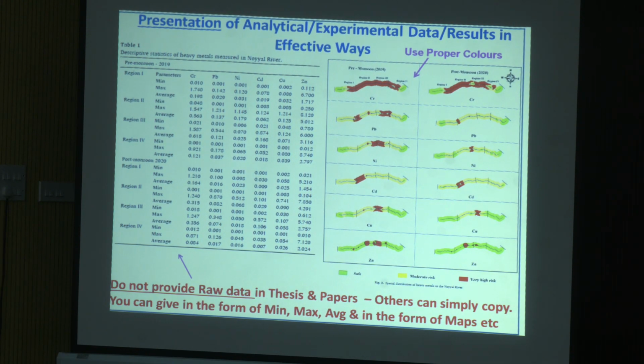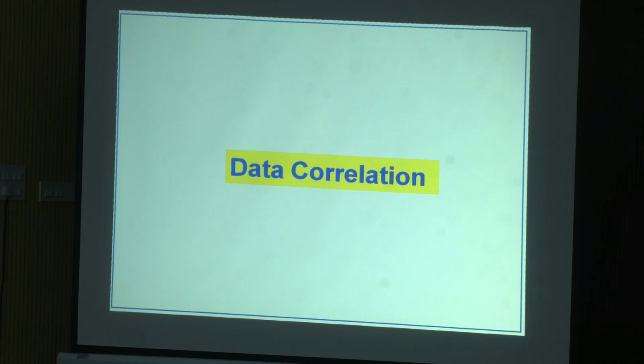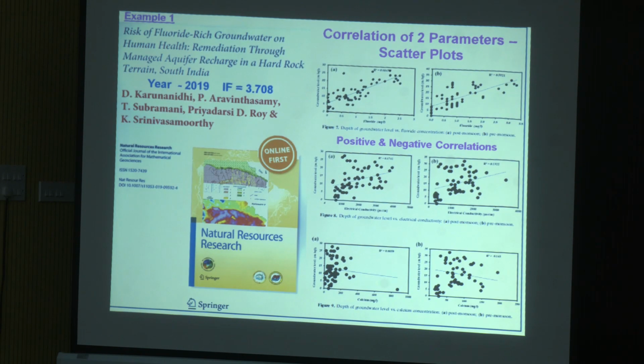Anybody can easily understand. Okay. Then the next important thing is the correlation of data. So here, normally if you want to get the relationship between two parameters, generally you can go for this one: a simple Excel scatter plot. You can use Excel software to prepare scatter plots.